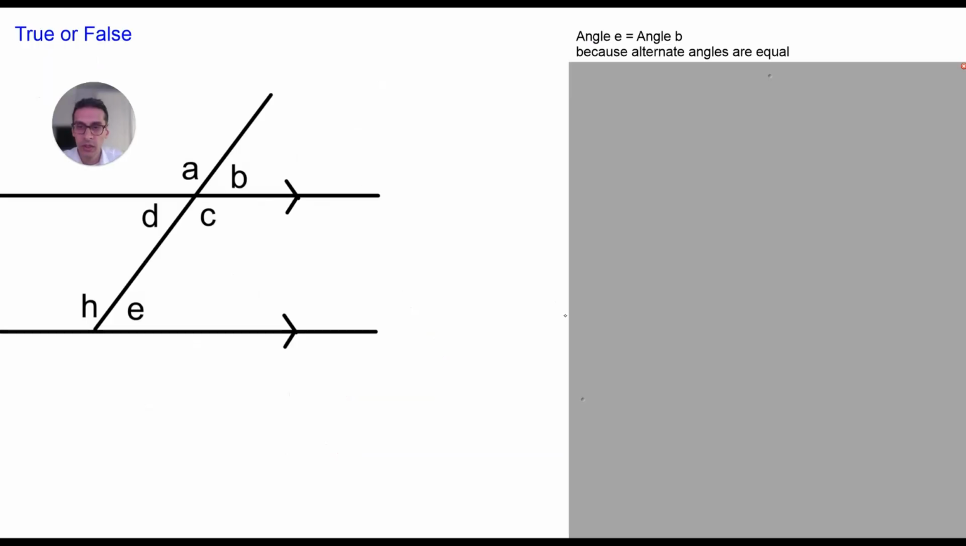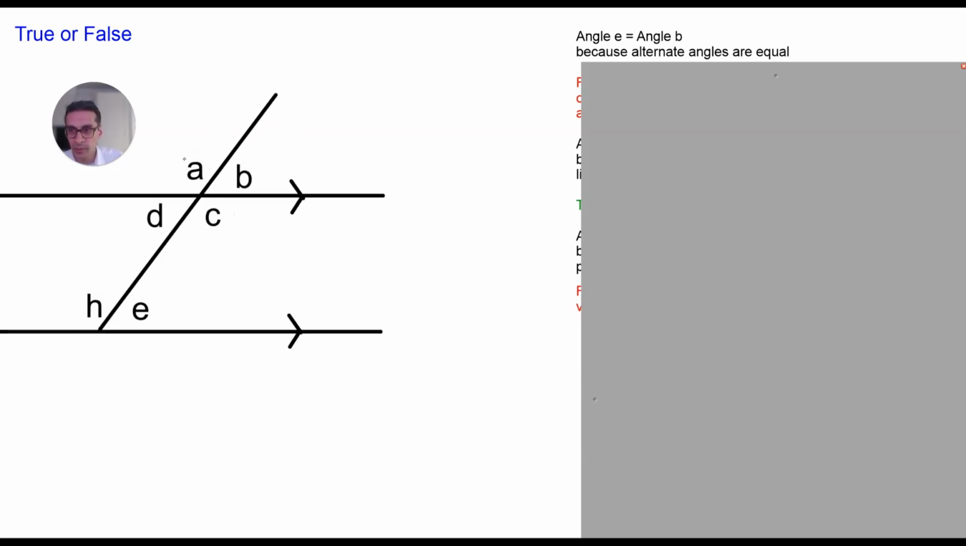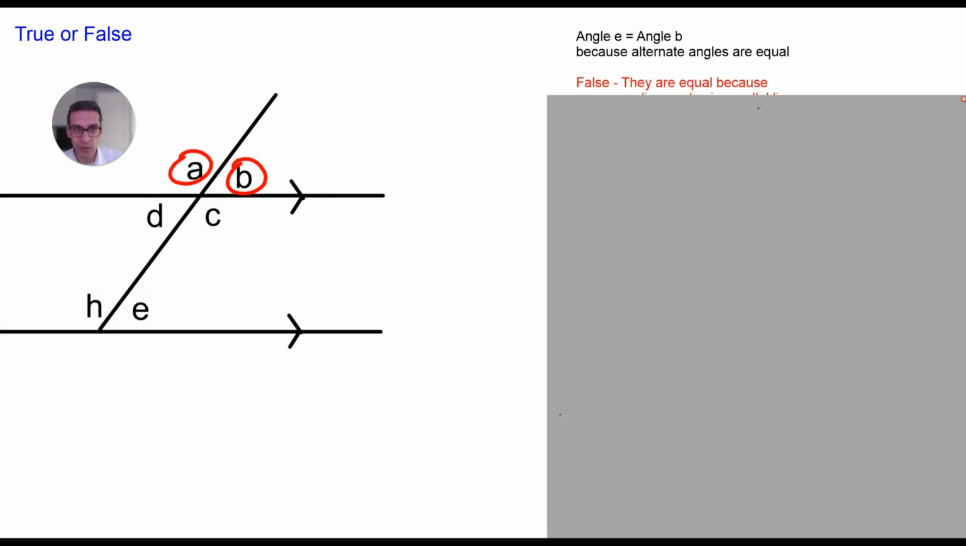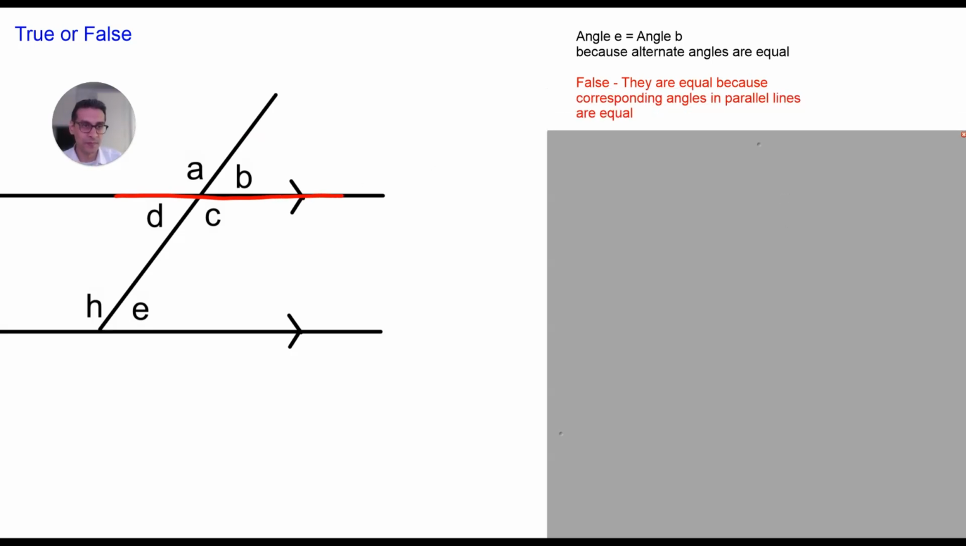Okay, we do a quick true or false. Angle A is equal to angle B because alternate angles are equal. Is that true or false? So angle A is equal to angle B because alternate angles are equal. So we can see that's false because they're not alternate angles, they're actually just angles on a straight line. And they're not going to be equal to each other, but they will sum to 180.